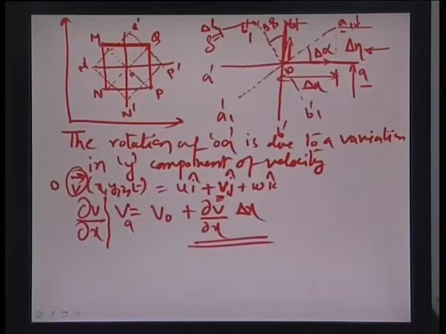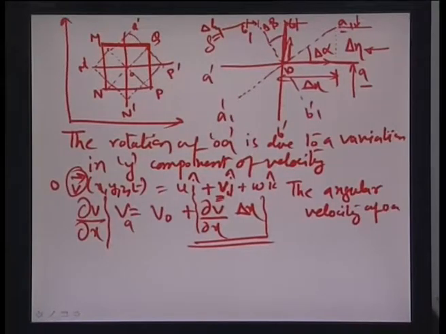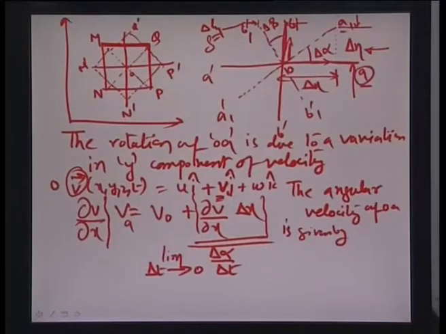Okay. So, this is the additional velocity which is coming in by the variation of the y component of the velocity as you move from O to A in this particular rotation case. So, the angular velocity of OA is really given by, as we all know, the rate of change of angle, right. So, limit of delta t tends to 0, delta alpha by delta t. We assume that these two points A and A dash are separated in time by a difference of delta t.